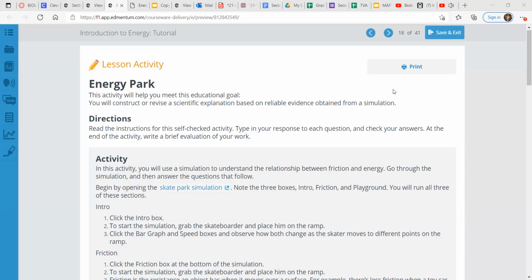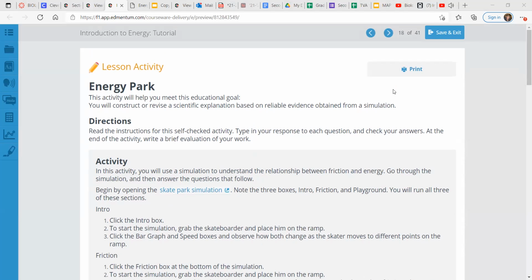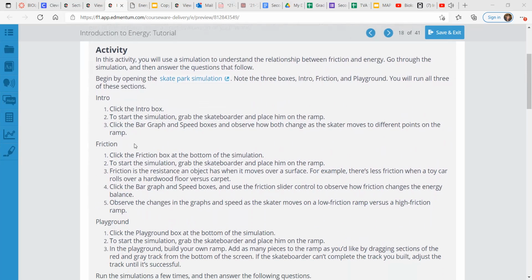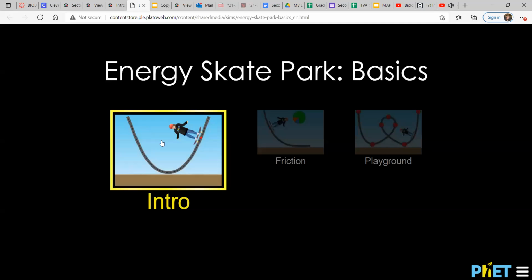We're going to look at the lesson activity in this tutorial, and it's titled Energy Park. This is all about energy, potential energy, kinetic energy, and the relationship between friction and energy. We're going to look at this skate park simulation. It has instructions to play around with, like the introduction, the friction, and then a playground section where you can mess around and build your own track. But I'll show you the introduction here.